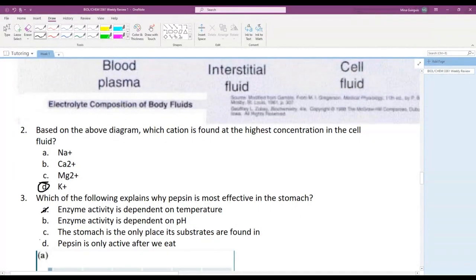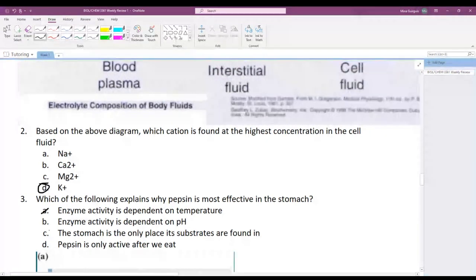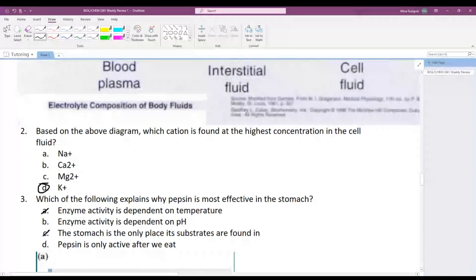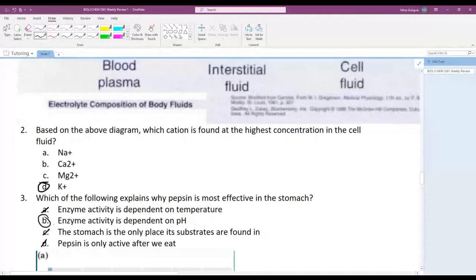The stomach is the only place that substrates are found in? Not really. Any protein that's got certain amino acids, which we have all over our body. Finally, it's only active after we eat. Yes, but that's not why it's only effective in the stomach. But yeah, so it is in fact B.